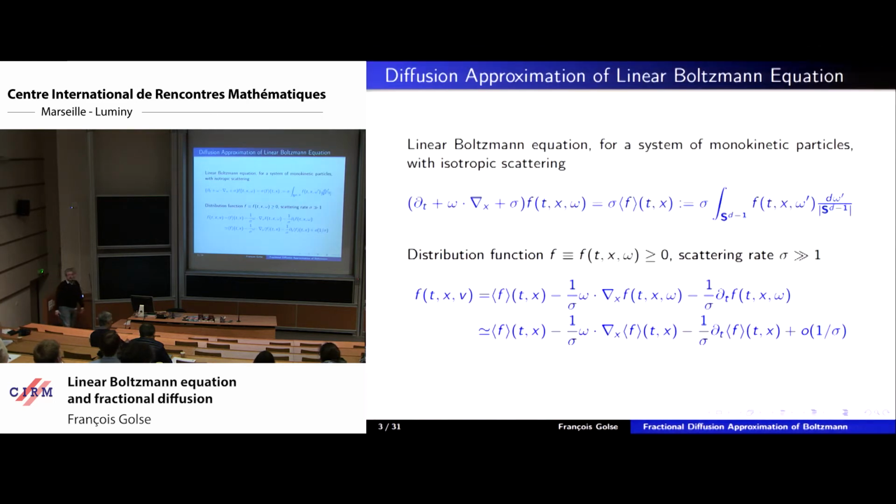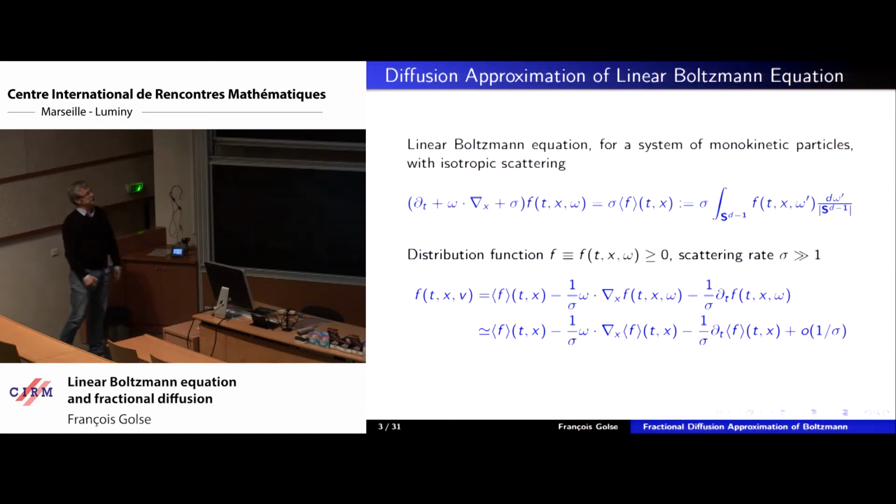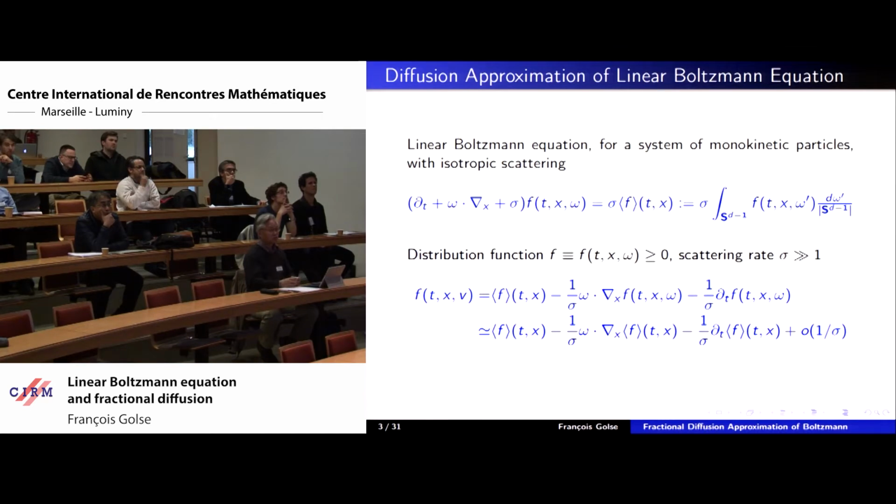So the most elementary way of deriving a diffusion equation from the linear Boltzmann equation is to start from a linear Boltzmann equation for a system of monokinetic particles. Monokinetic meaning that these particles have speed 1, they have the same speed. And so the velocity vector for the particle is just a unit vector, omega, on the unit sphere. And you write the linear Boltzmann equation where the unknown is the distribution function f of t, x, and omega, a non-negative function, that's the probability density of having a particle at the position x moving in the direction omega at time t.